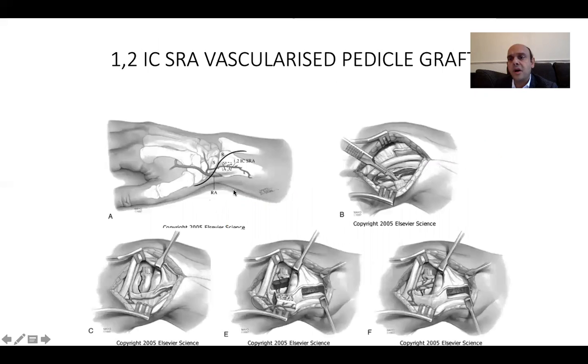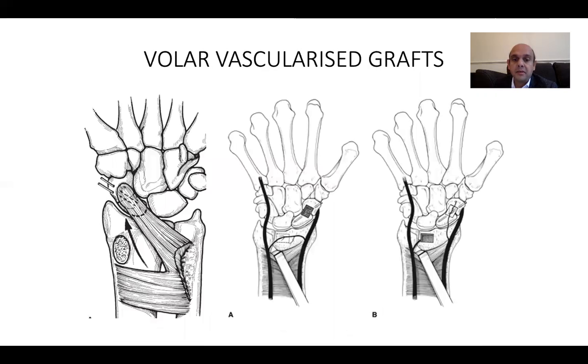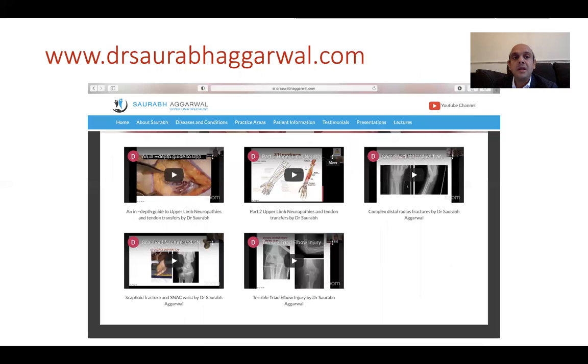Finally, vascularized grafts for AVN. I haven't done one, at least in my proximal pole non-union work. But yeah, for exam purpose, for completeness sake, think of this 1-2 intercompartmental supraretinacular artery and bring it up in the discussion if examiner asks you. And then this is how a volar vascularized graft is done.